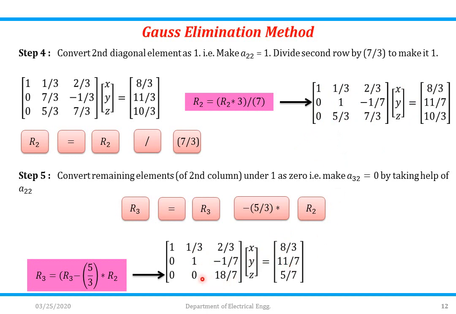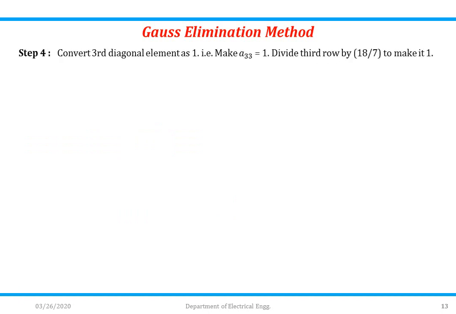Now, this becomes 0. For this column, what is R3? R3 is 7 by 3. What is R2? Minus 1 by 7. So substitute here 7 by 3 minus 5 by 3 into minus 1 by 7. What will you get? You will get 18 by 7. Next, for this column, what is your R3? R3 is 10 by 3. What is your R2? R2 is 11 by 7. So substitute the values, and you will get 5 by 7.